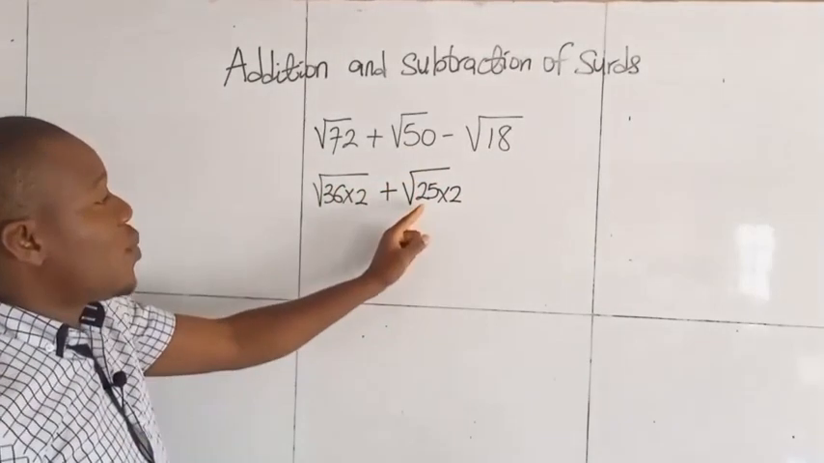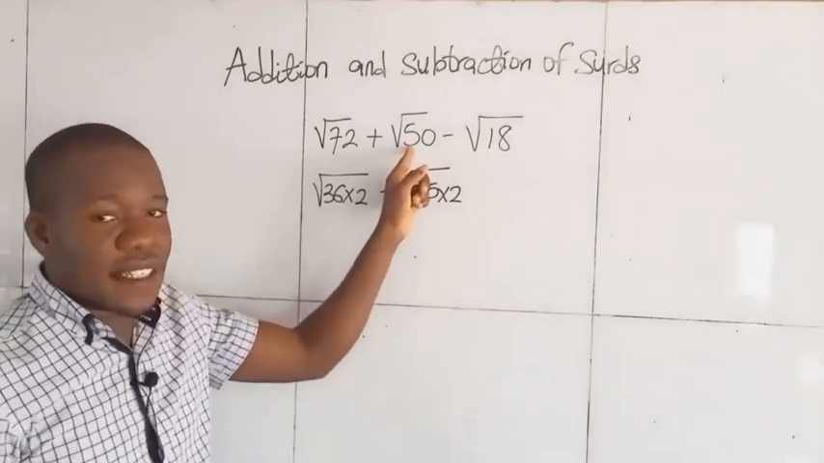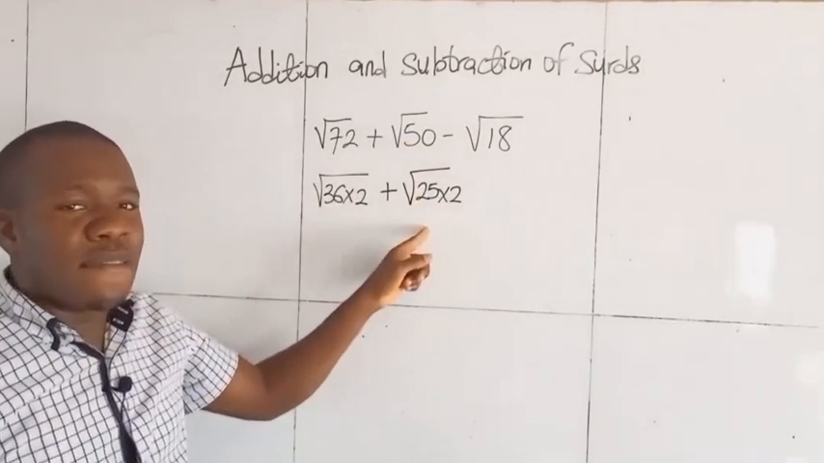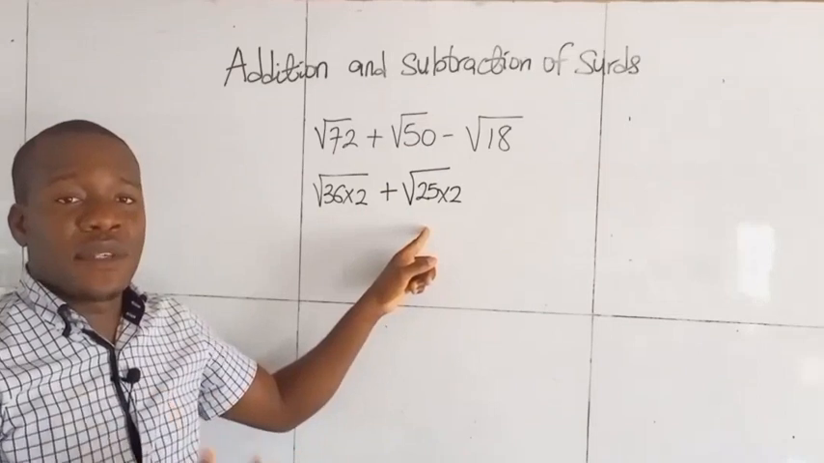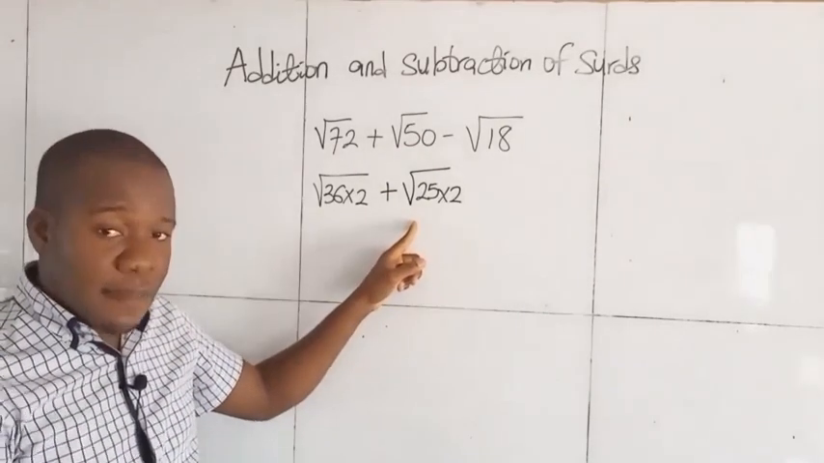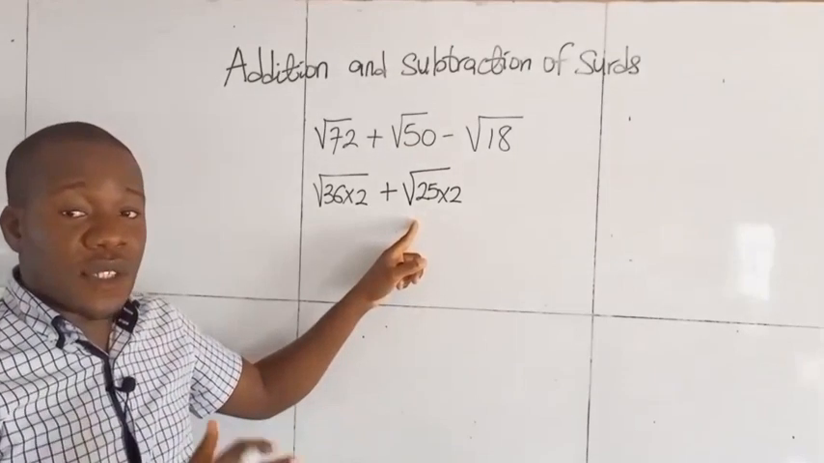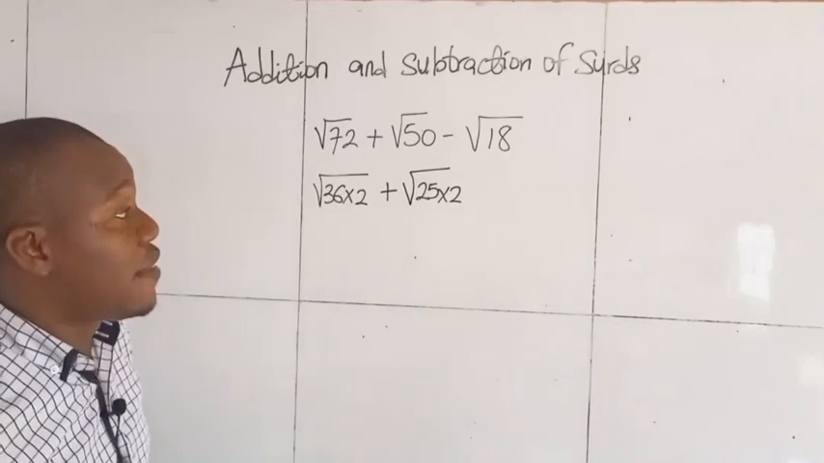Someone may want to ask, why not 10 and 5? Of course, 10 times 5 gives you 50. That is correct. But the condition of perfect square was not met if you use 10 and 5, because 10 is not a perfect square, and 5 is not a perfect square. The square root of 10 is not a whole number. The square root of 5 is also not a whole number. So we can't use 10 and 5.